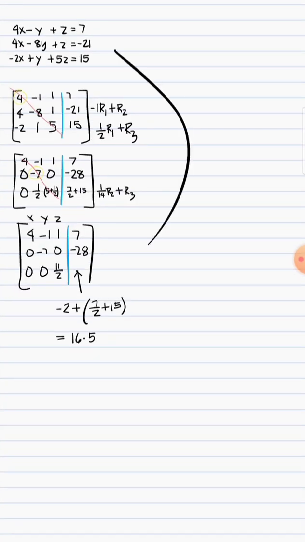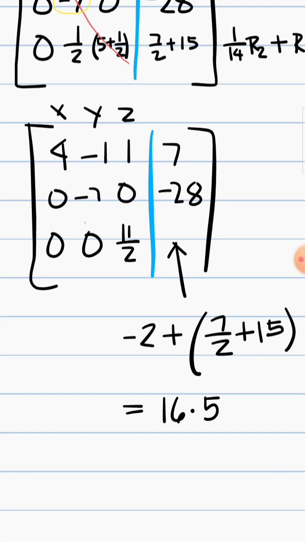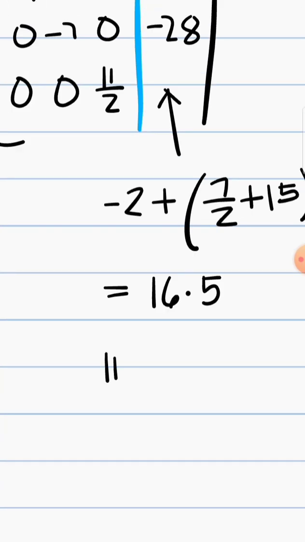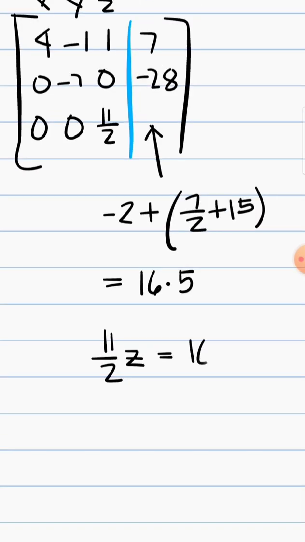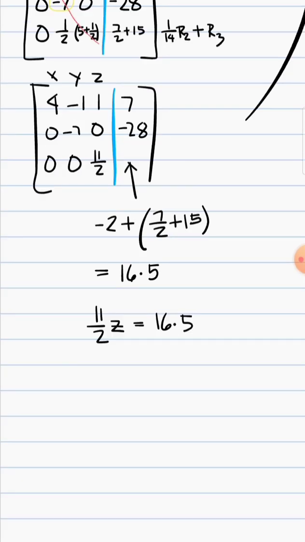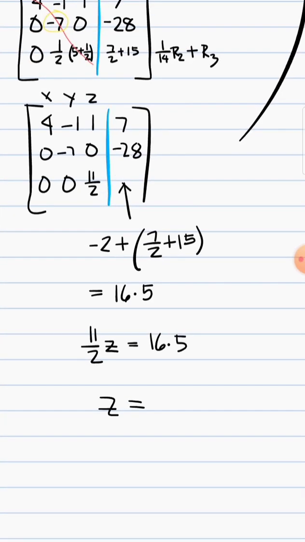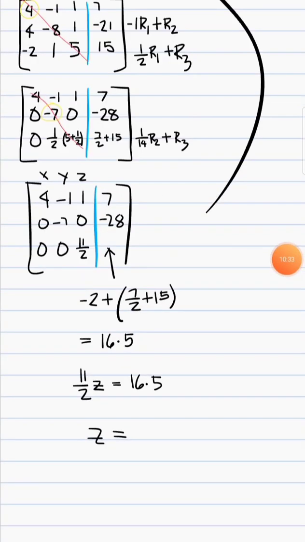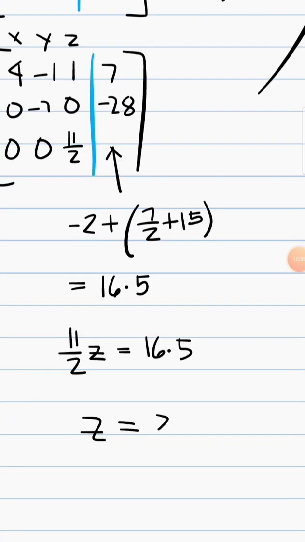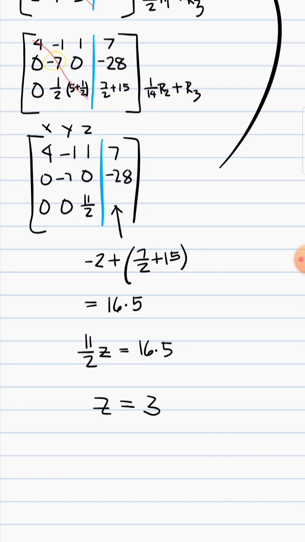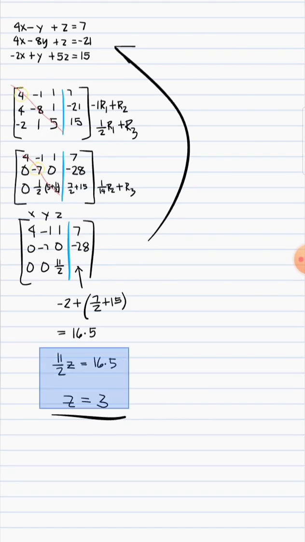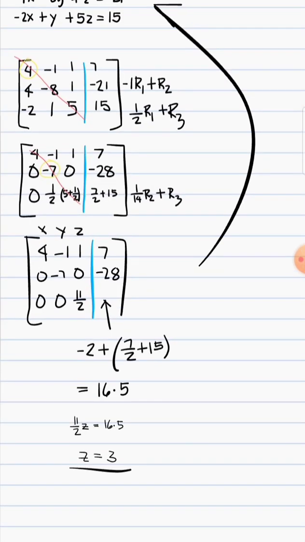So we can get it now, since x and y in the last row are all 0. So we have 11 over 2 z is equal to 16.5, or 16 and 1 half. So if we divide both sides by 11 over 2, we get the value for z. So if you grab your calculators, z will be positive 3. Alright? Positive 3.